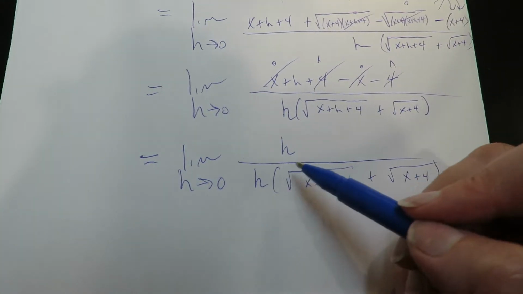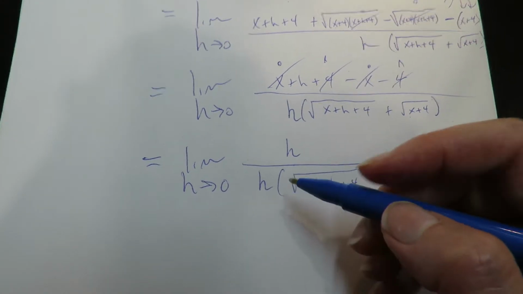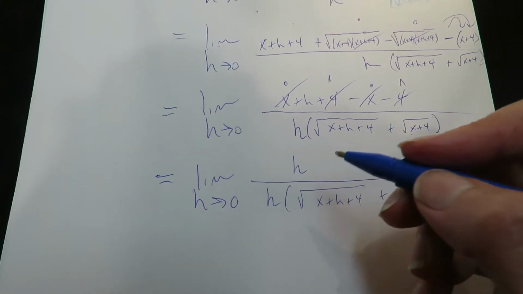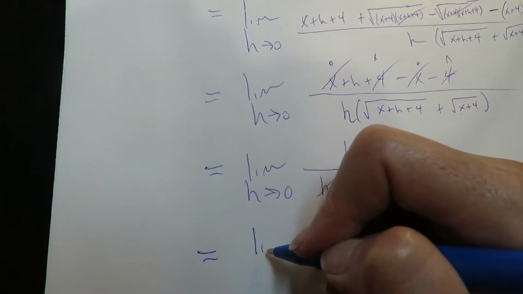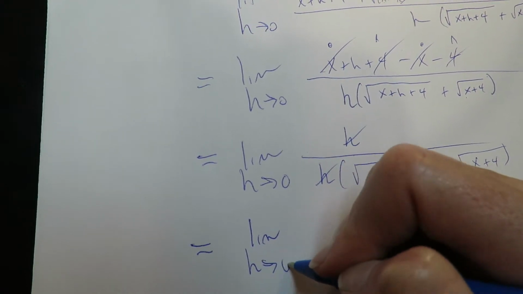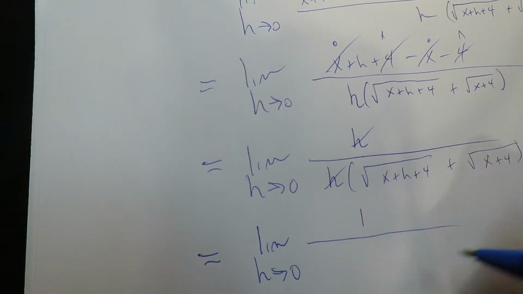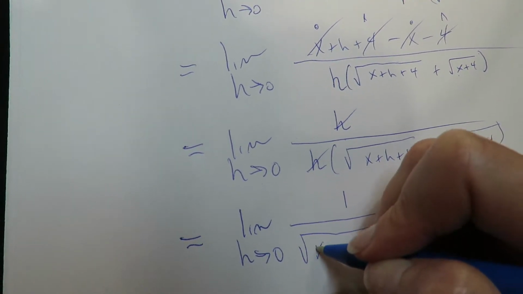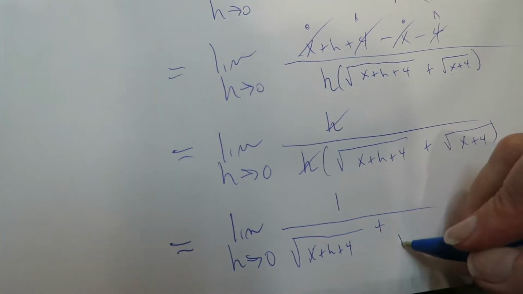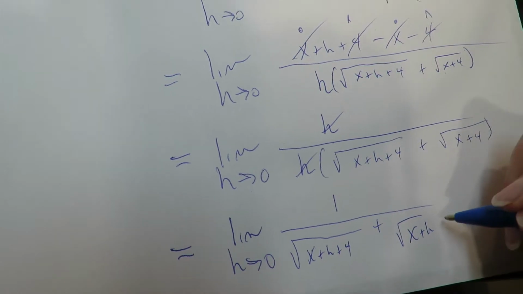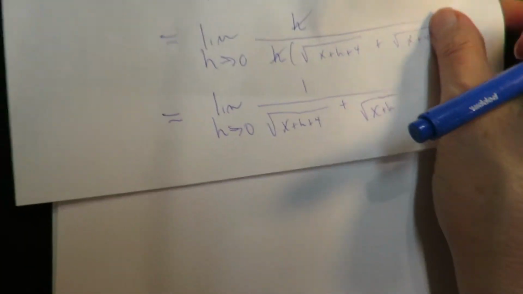And again, the reason why you don't want to distribute the h is that it's going to screw you up on this step. You won't be able to reduce this. All right, now you're going to take the limit, so you're going to let the h go to 0 in this.